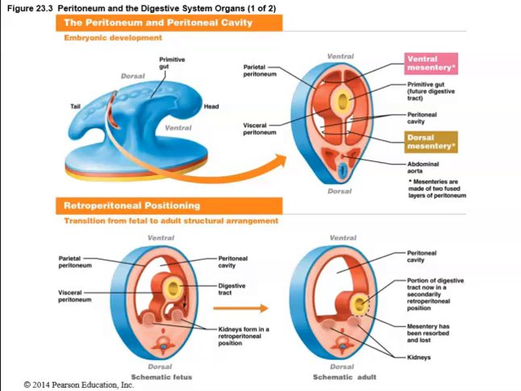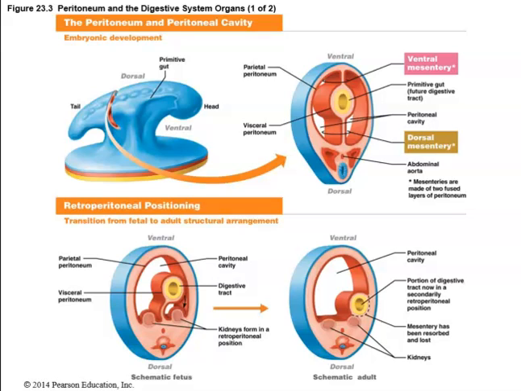So these next slides talk about embryology and how the abdomen develops. I'm not going to get too much into that. What I am going to talk about is how organs develop retroperitoneally, as well as a little bit about mesenteries and how embryological structures become some of the more adult structures. So first I'll talk about the primitive gut.